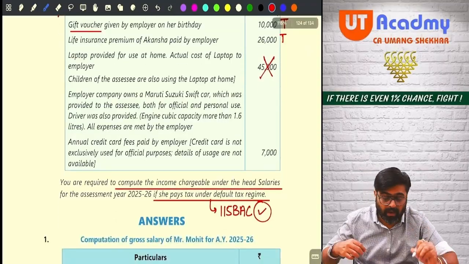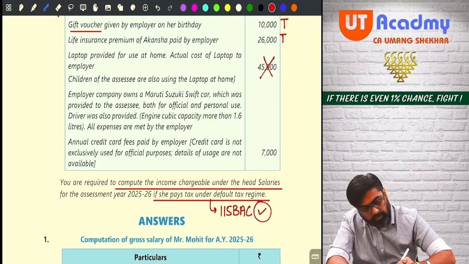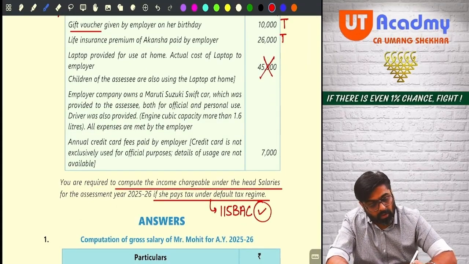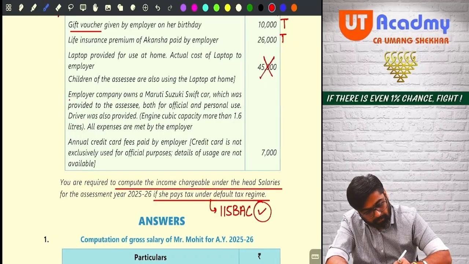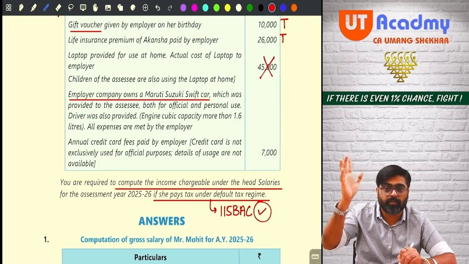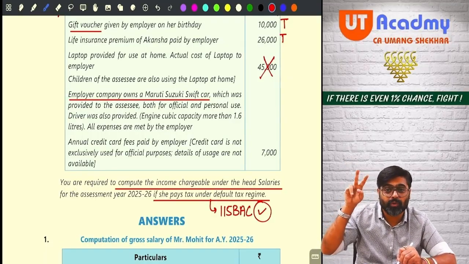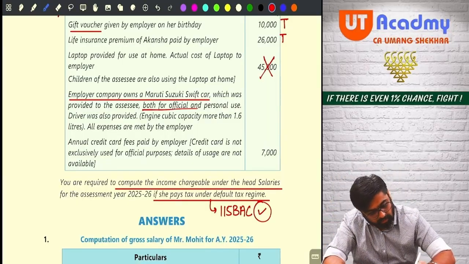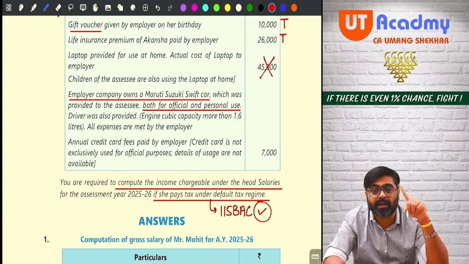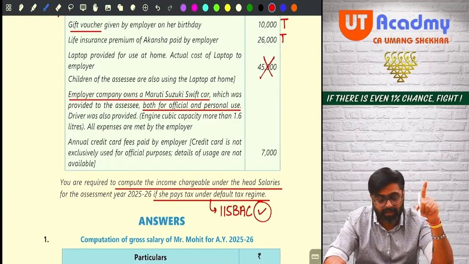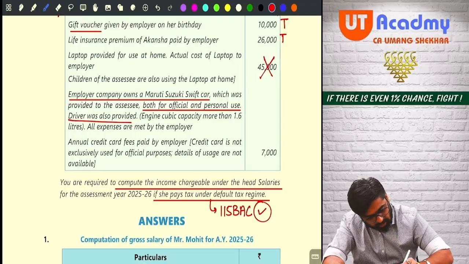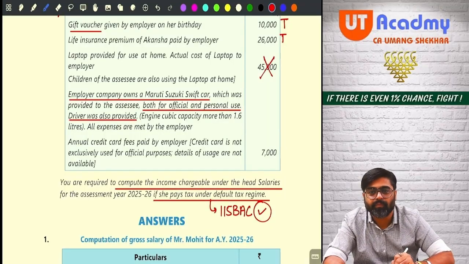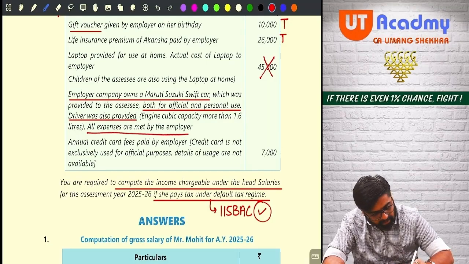Employer company owns a Maruti Suzuki Swift car which was provided to the assessee both for official and personal use. One minute. Employer company owns a car. Car belongs to employer. The use was official and personal, POPP, partly official, partly personal. And the driver was also provided, and all expenses are met by the employer.